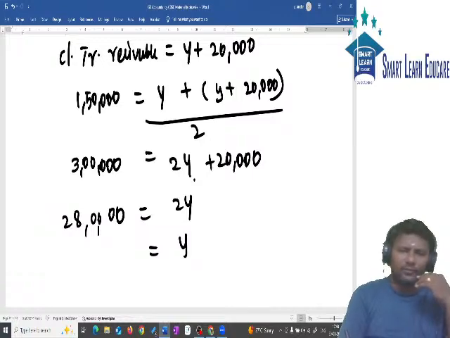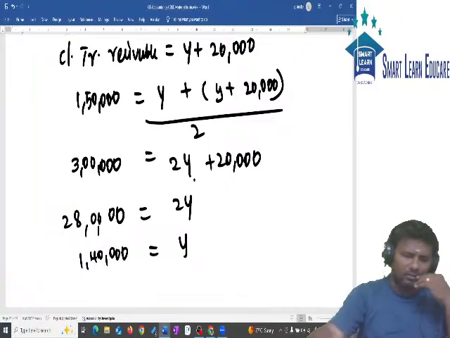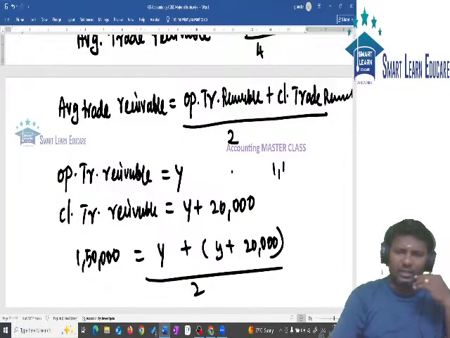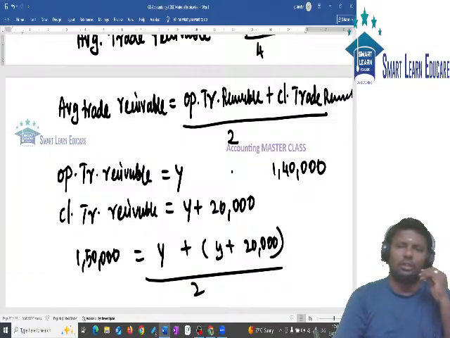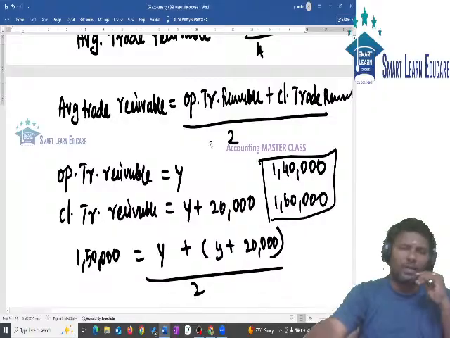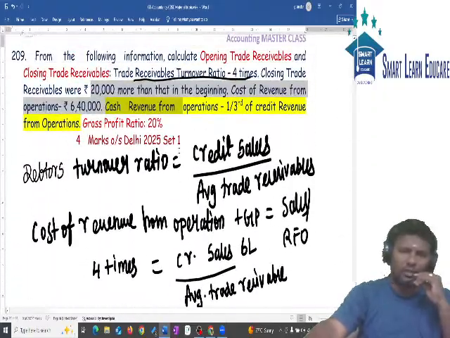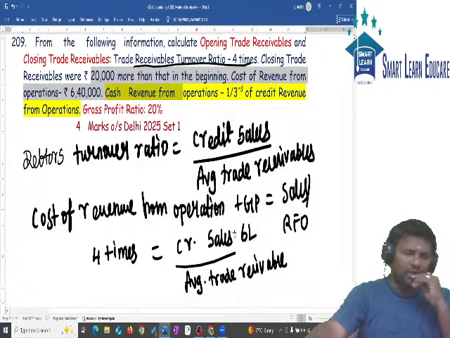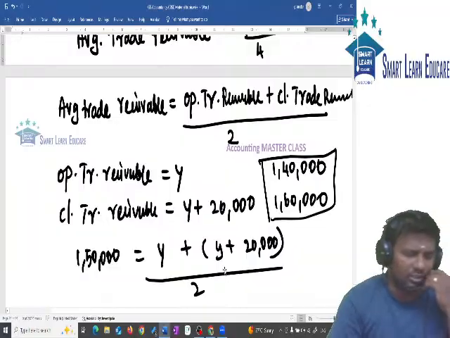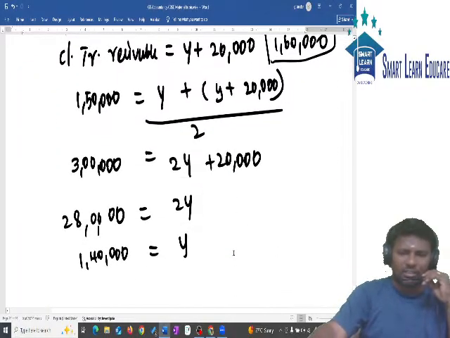What is the value of y? Y is equal to 1,40,000. Y is nothing but opening trade receivable. If opening trade receivable is 1,40,000, closing trade receivable is 20,000 more than that. 1,40,000 plus 20,000 will give you 1,60,000. So from this we have answered the requirement of the question. So opening trade receivable, 1,40,000, and closing trade receivable, 1,60,000, both we have found. That's all. That is the answer for this question: 1,40,000 and 1,60,000.